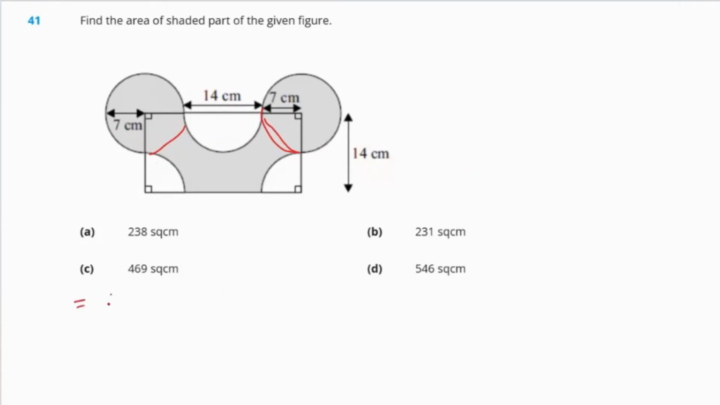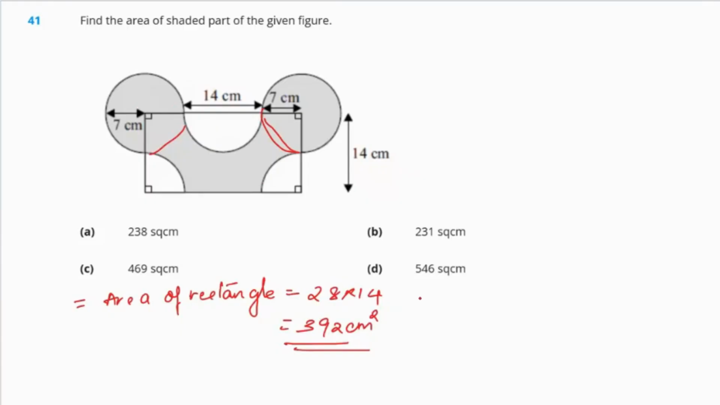So first, area of rectangle is given by length into breadth. So length is 28, 14 plus 7 plus 7, that is 28. 28 into breadth is 14. 28 into 14, which is equal to 392 centimeters square. This is our area of rectangle.